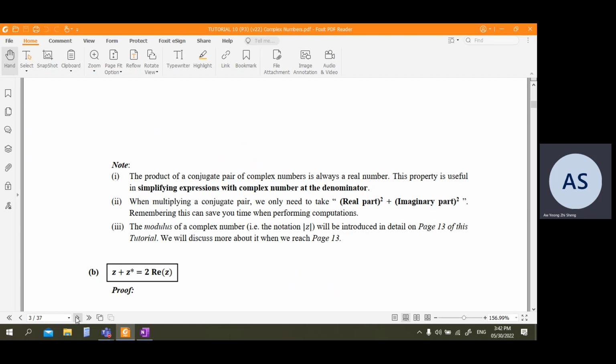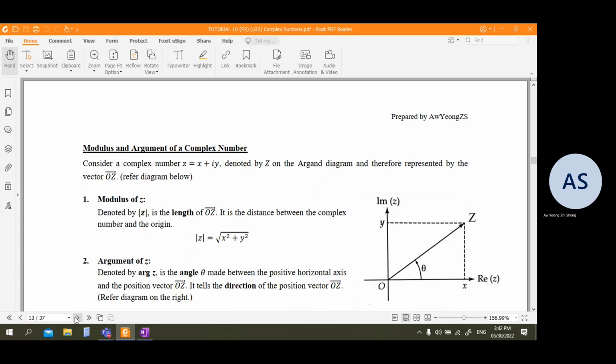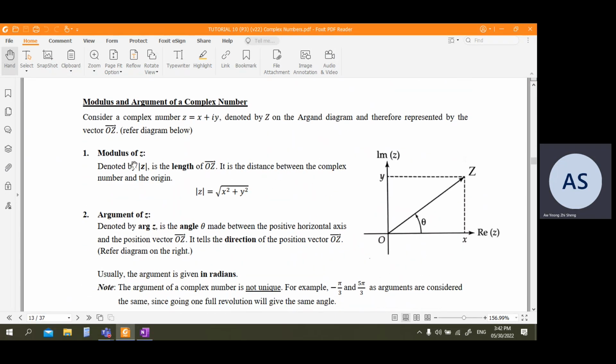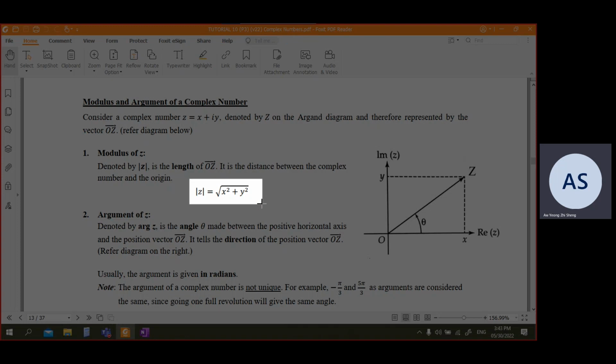Now I'll just quickly flip to page 13 to show you. So the modulus of z is actually the length of the vector connecting the origin to the point representation of the complex number in the Argand diagram. We'll cover more of this later in this chapter. For now, you just accept that for a complex number z equals x plus yi, modulus z can be calculated as the square root of x squared plus y squared.